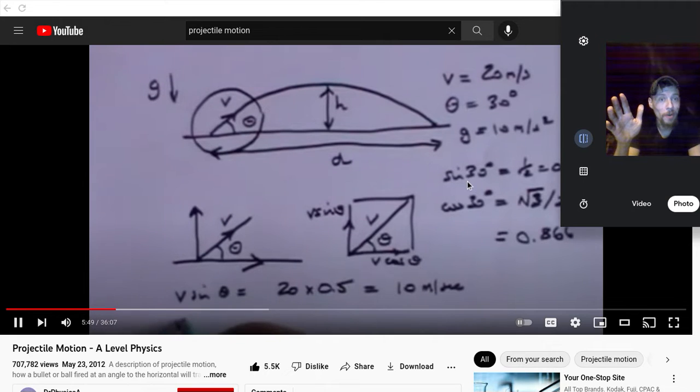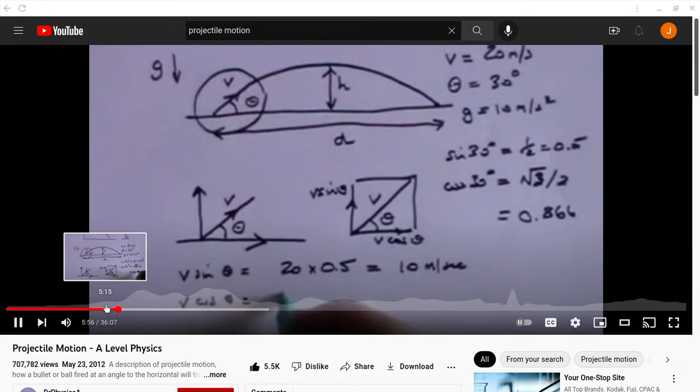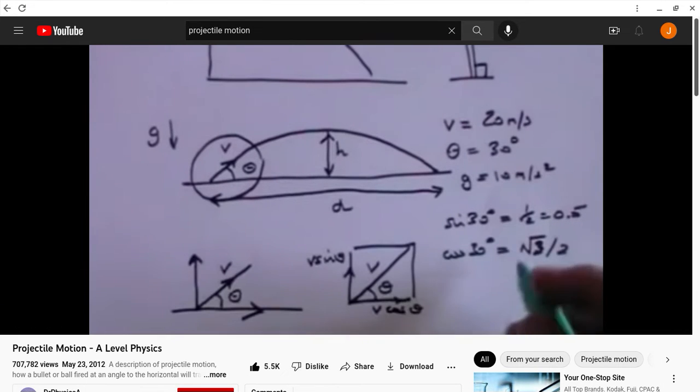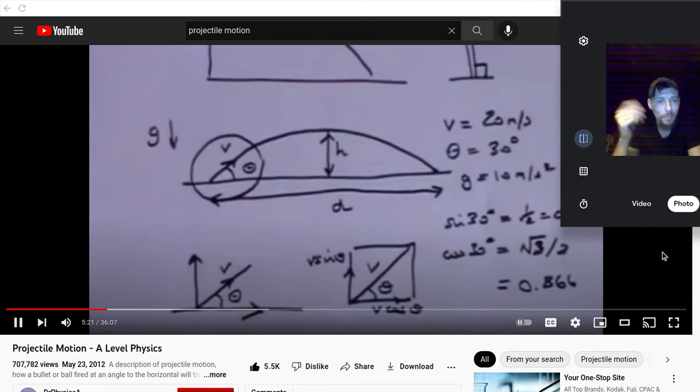Now we're just talking about the horizontal velocity, which is V cosine theta, which is going to be V square root of 3 divided by 2, and that is equal to approximately 0.866. That checks out on alpha.